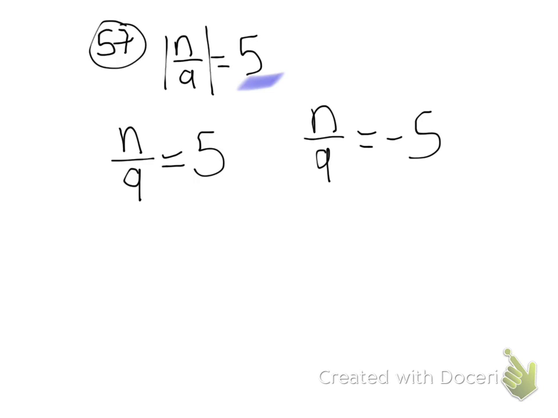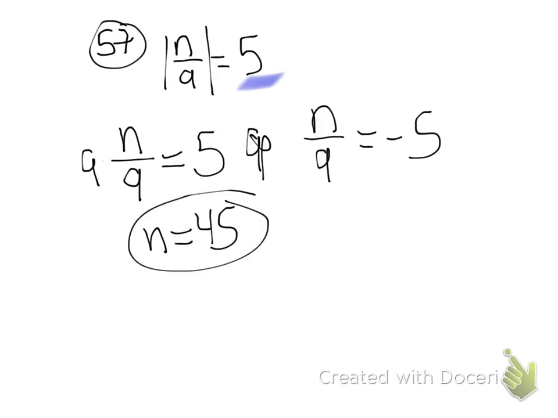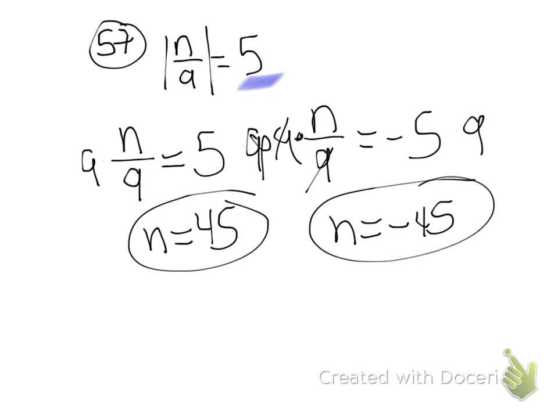So once you have these two equations, we just make n the subject, so we multiply both sides by 9 in this equation. We get n equals 45. You plug that in, 45 divided by 9 is going to be 5. But then this one, if we multiply both sides by 9, the 9's cancel out and we get n equals negative 45. So in this problem, using two different equations, we could either have a positive 45 or a negative 45.